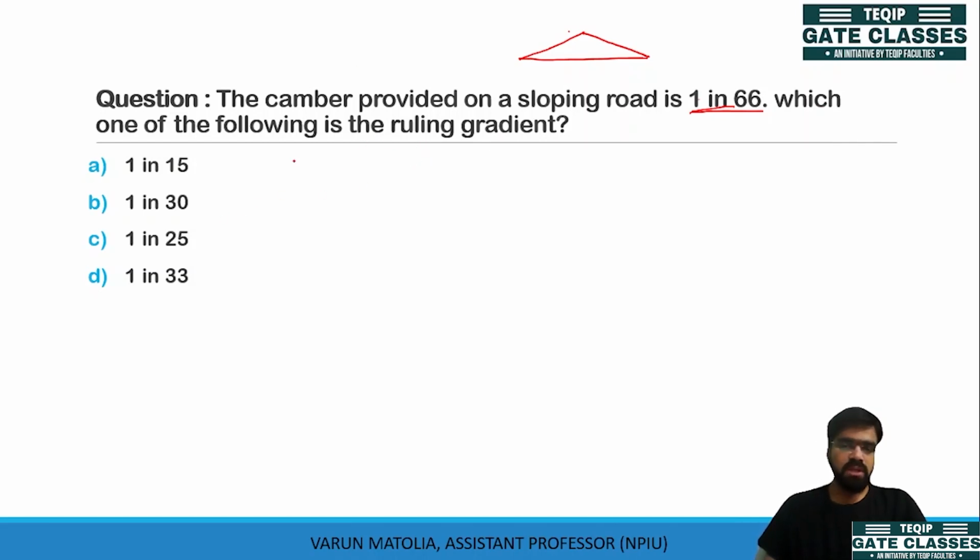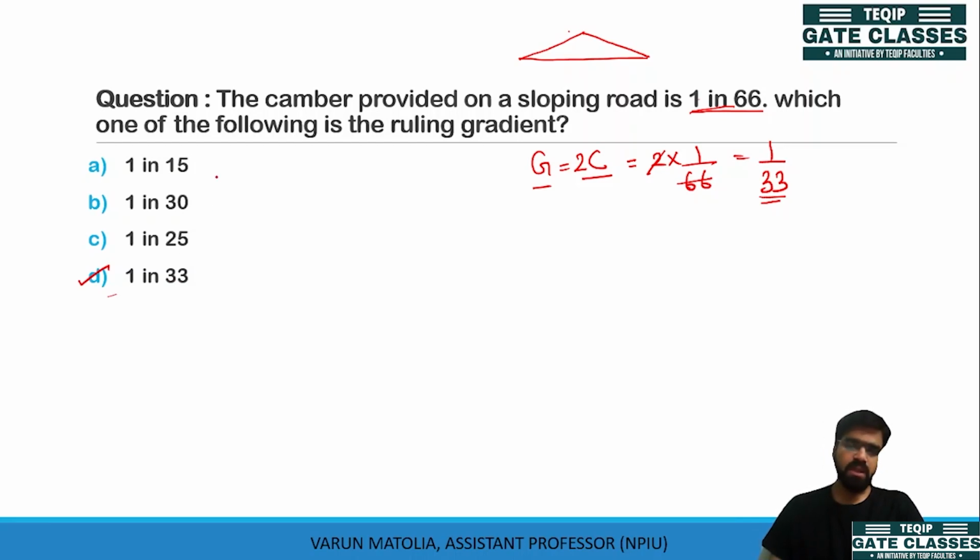From the concept of camber, we know that there is a relation between gradient and camber. Gradient is twice of camber. So if I write gradient as twice of camber, I can write it as 2 multiplied by 1 by 66. Solving this, I get 1 by 33. So it is a very easy question.